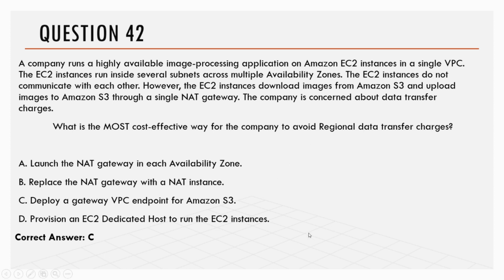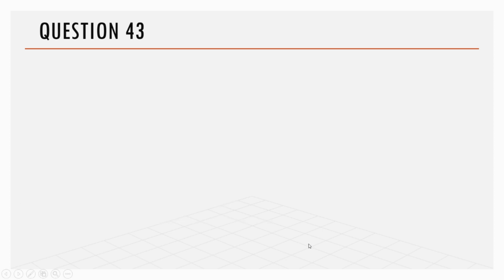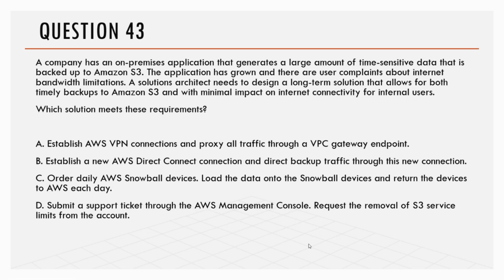Now let's look into the next question, which is question number 43. It says a company has an on premise application that generates a large amount of time sensitive data that is backed up on Amazon S3. The application has grown and there are several user complaints about internet bandwidth limitations. A solutions architect needs to design a long-term solution that allows for both timely backups to Amazon S3 and with minimal impact on internet connectivity for internal users. Which solution meets these requirements?